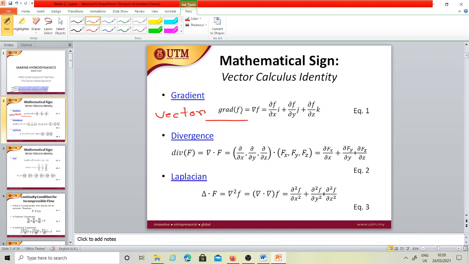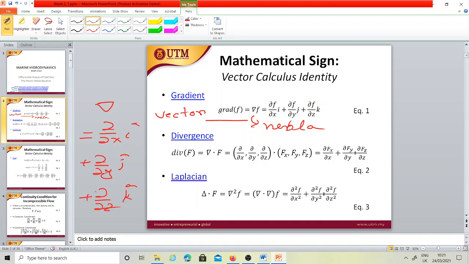So grad f, we call this nabla f. Nabla is an operator, and we write it like this: del by del x i plus del by del y j plus del by del z k. So this is for the three-dimensional case. You can also consider just del x and del y in the case of two dimensions.